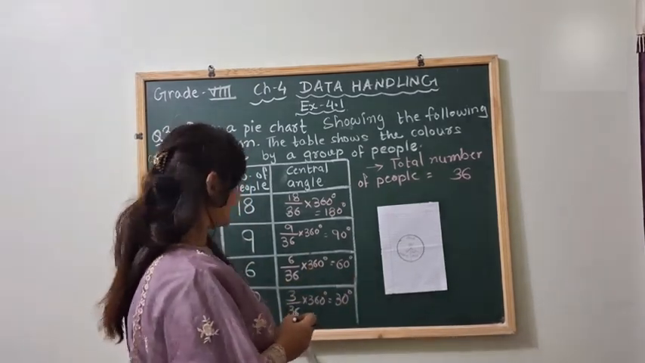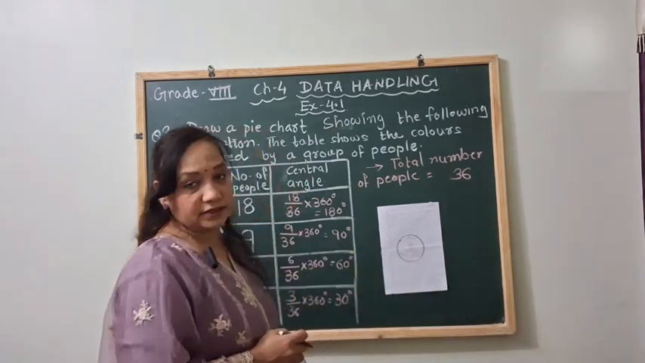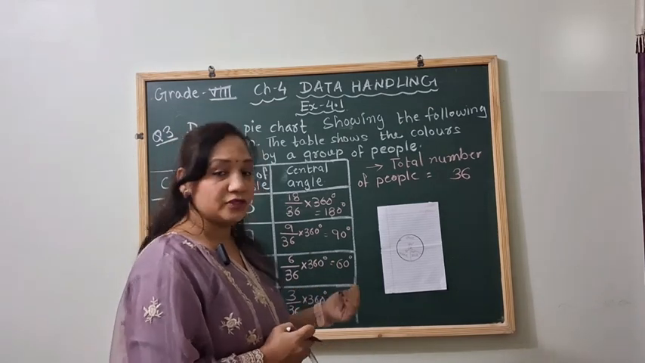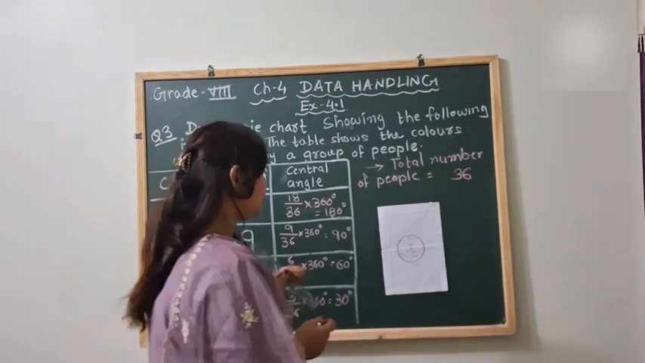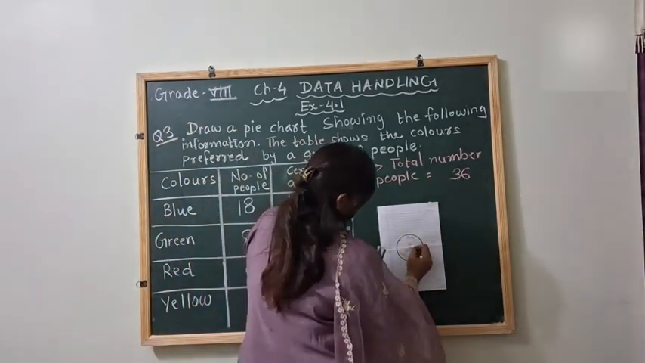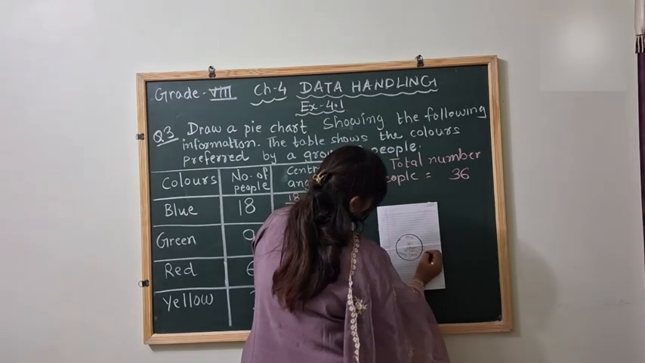Now the last one, yellow. Here you may not need to draw the degree because the remaining is already 30 degrees. But if you want, you can use a protractor to measure it, whether it is 30 degrees or not, and it will obviously be 30 degrees. So here you can write 30 degrees and yellow. 30 degrees and this is yellow.